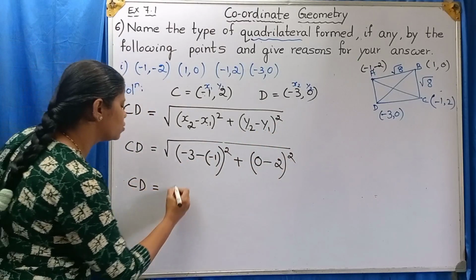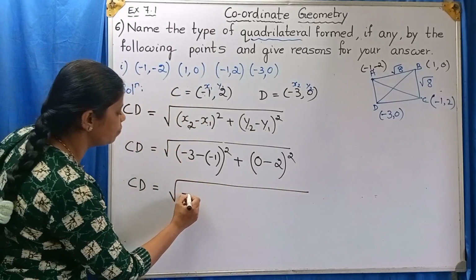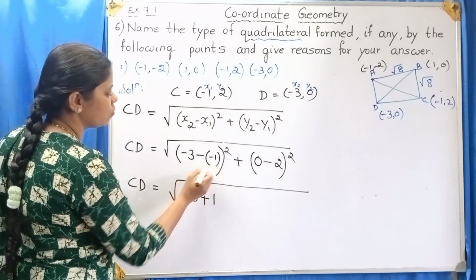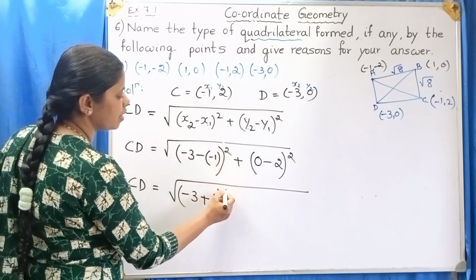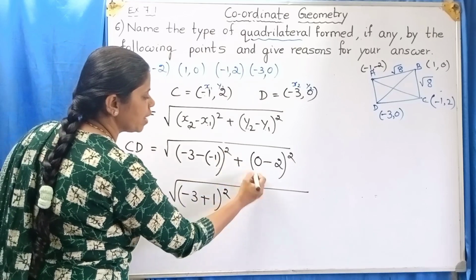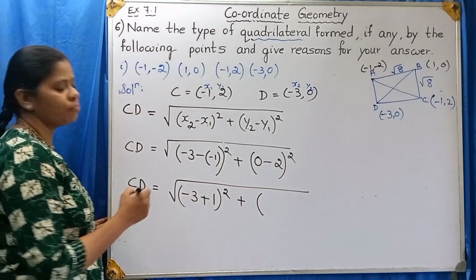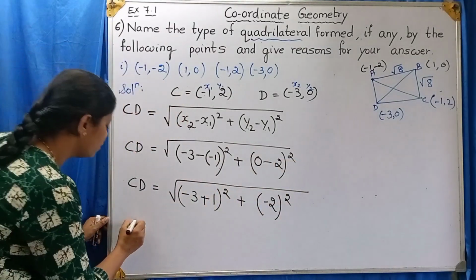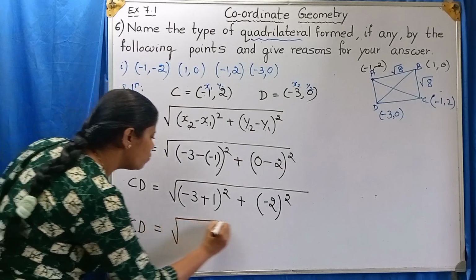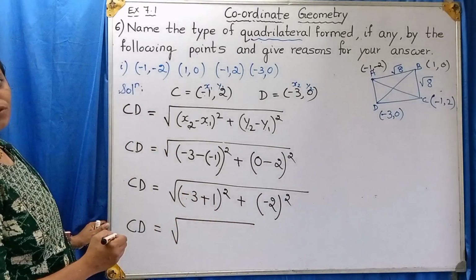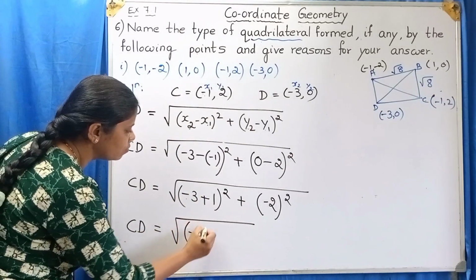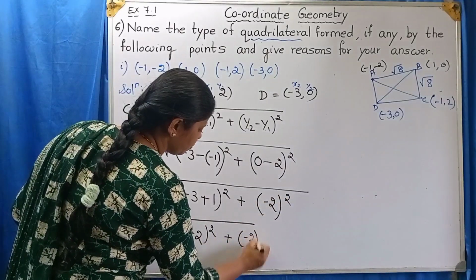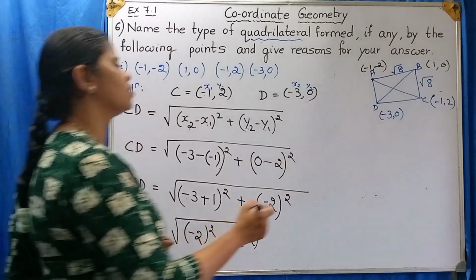CD is equal to square root of minus 3. Minus into minus is what? Plus 1. Bracket close. And for this square, let us write square. Plus, bracket open, 0 minus 2 is what? Minus 2. Minus 2. For this square, let us write square. CD is equal to square root of minus 3 plus 1 is what? Minus 2. Minus 2 square plus minus 2 square. Okay.